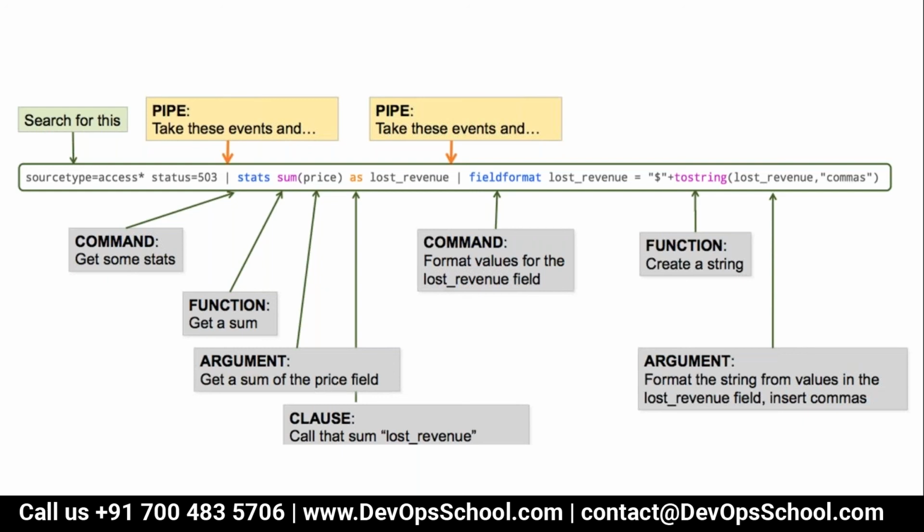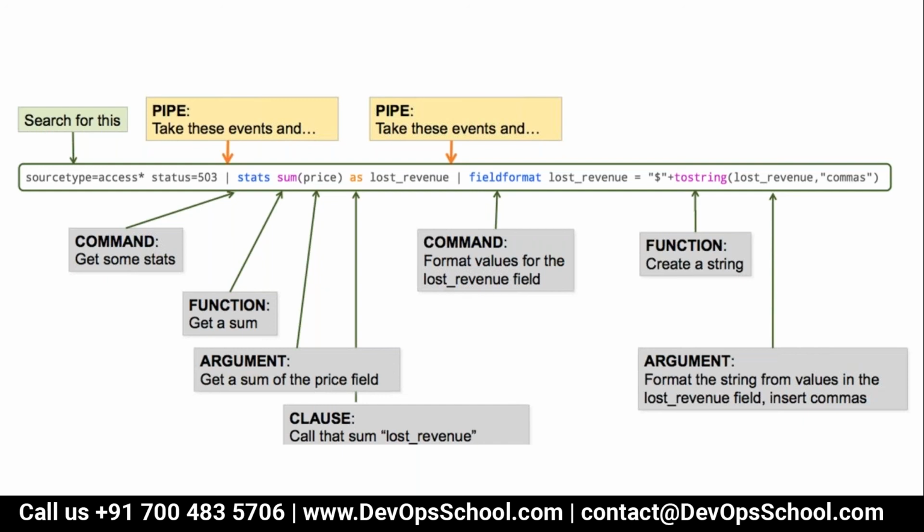Every time you use a pipe, you have to use a command, followed by a function if it is needed; a function is not compulsory. So here sum is a function. In Splunk there are so many functions, and I'll take you to the list of those functions. Now here price is called an argument to the function called sum.